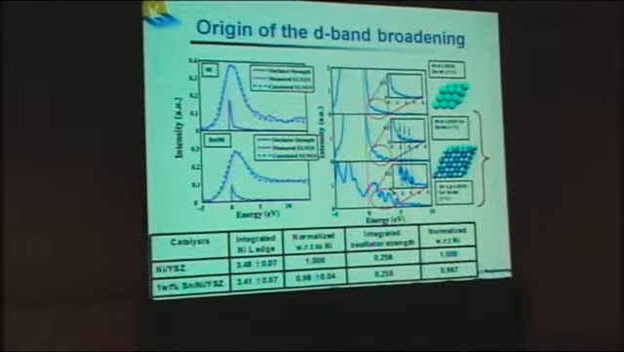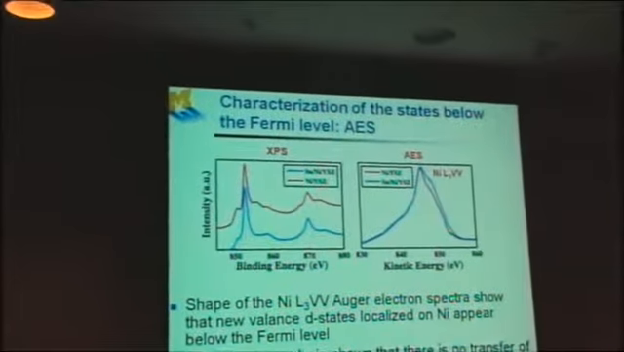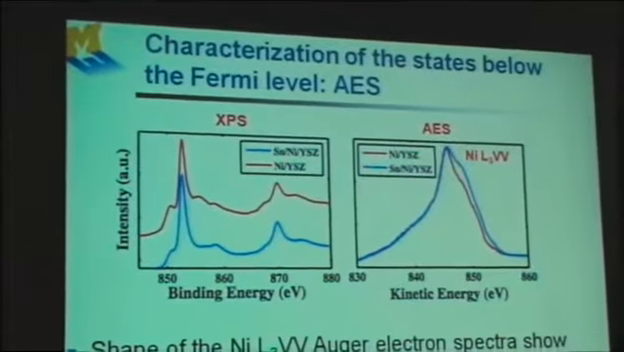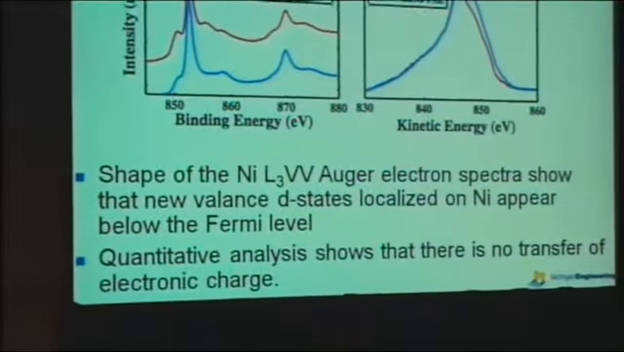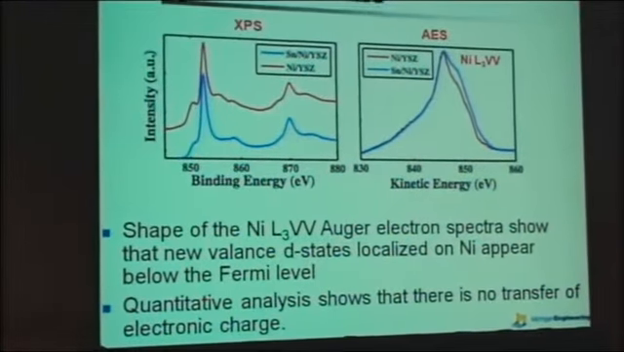We can also look at the states below the Fermi level using Auger electron spectroscopy, and the story is the same. Again, in the case of Sn nickel, you see broadening of the band below the Fermi level as compared to pure monometallic nickel. If you do quantitative analysis of this spectra, you conclude that there is no electronic charge transfer from Sn to nickel or from nickel to Sn.